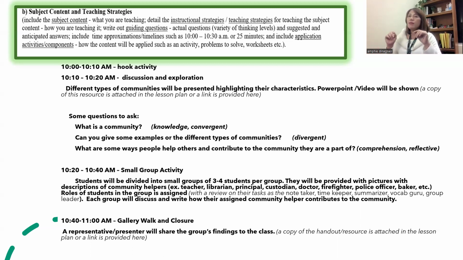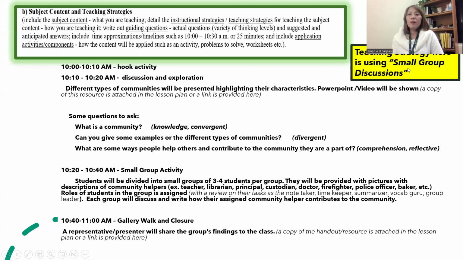So you notice that even if they're breaking the description into function, where we can see that and who is that helper, they're also sharing or identifying the differences, and they're comparing the different roles. So that's also an incidental learning from the activity. So that will happen. And then, of course, there will be closure. Again, whatever the handout or resource is, it has to be attached in the lesson plan.